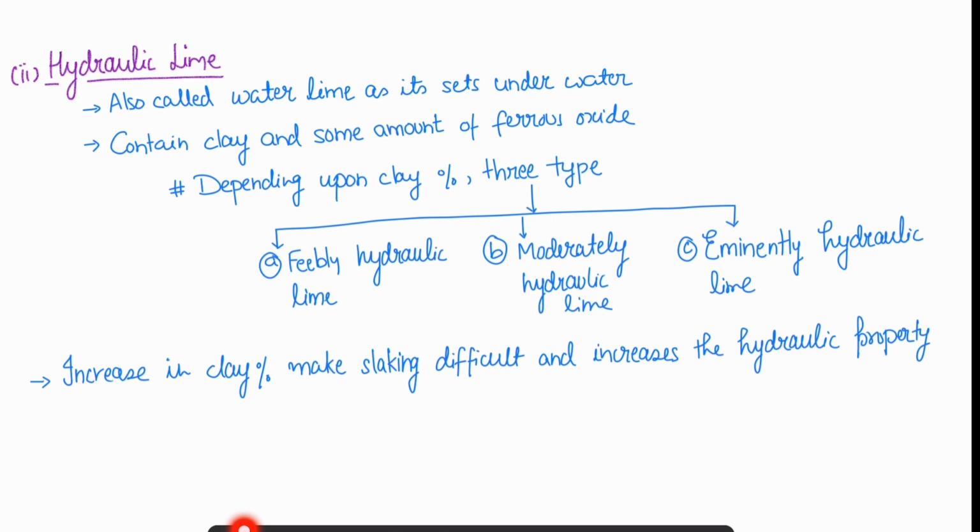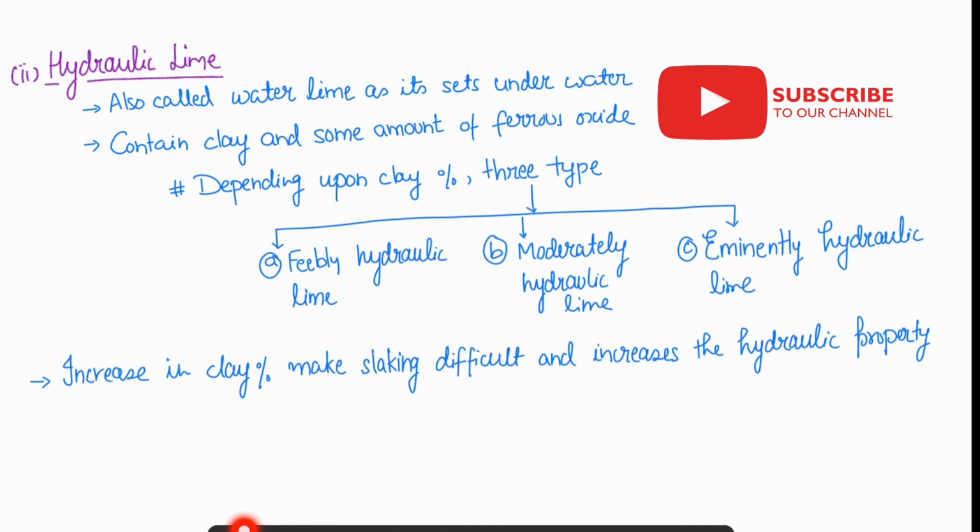Then the second kind of lime is what we call the hydraulic lime, and we have discussed hydraulic lime. Hydraulic lime is any lime that sets under water. Usually because of the higher amount of clay content, it gets this property. So it contains a good amount of clay content and some amount of ferrous oxide. Depending upon the percentage of clay content, this hydraulic lime can be bifurcated into three broad categories.